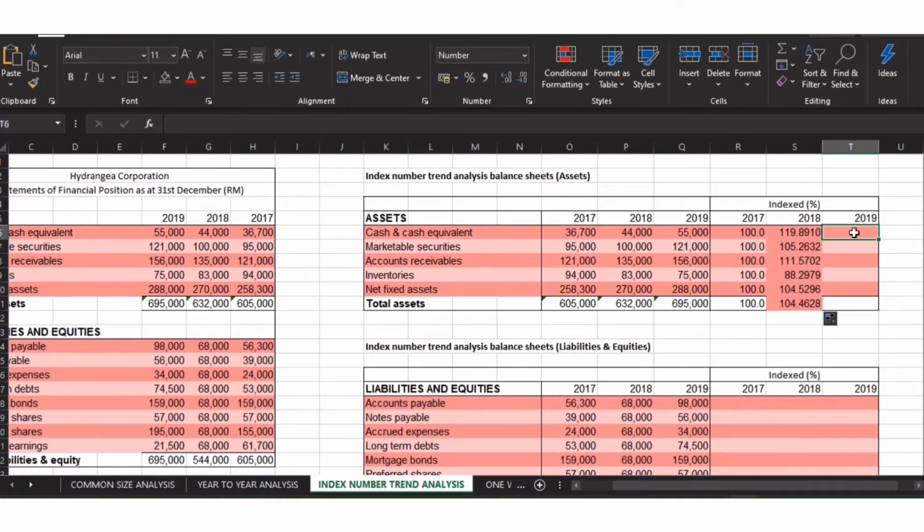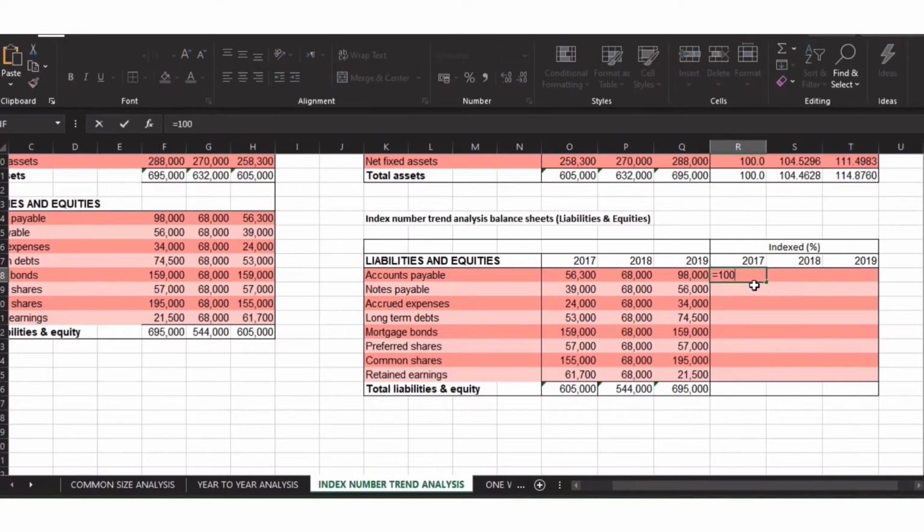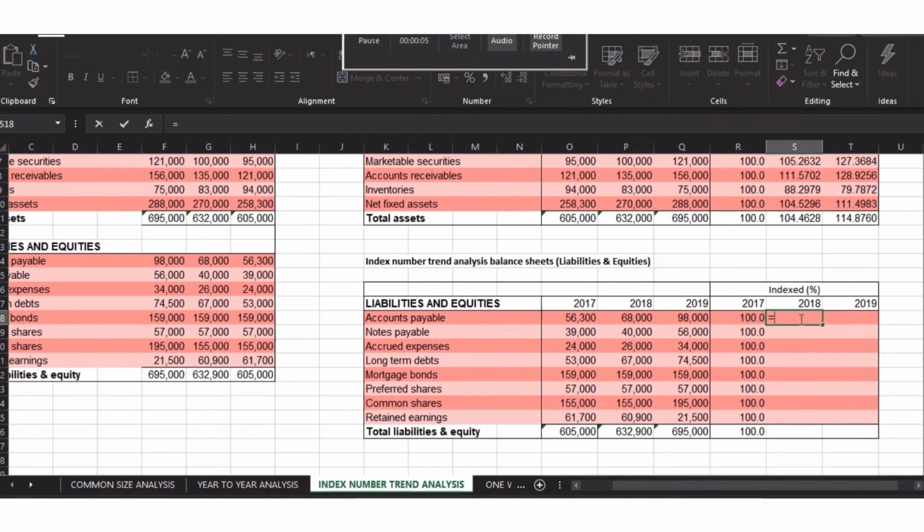Answer for 2018. 2019 is the same as before, so the formula is equal the amount for cash for 2019 divided by the amount of cash in 2017, multiply by 100, and you will get the answer there. For the base year, we must put 100%. So the formula is equal the amount for accounts payable in 2018, which is the current year, divided by the base year, which is 2017, multiply by 100.